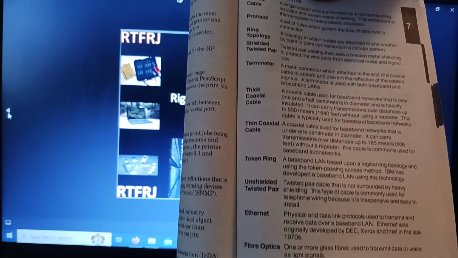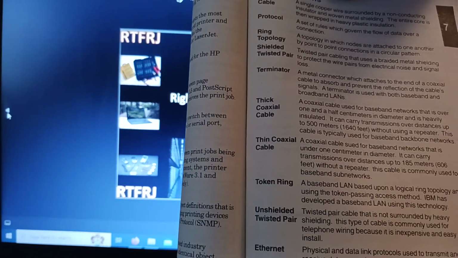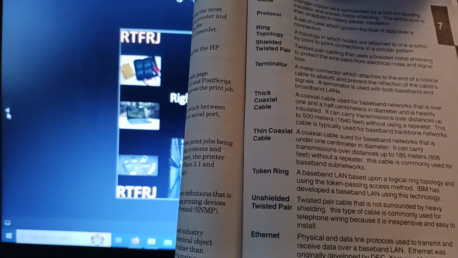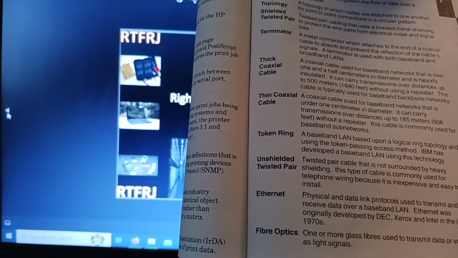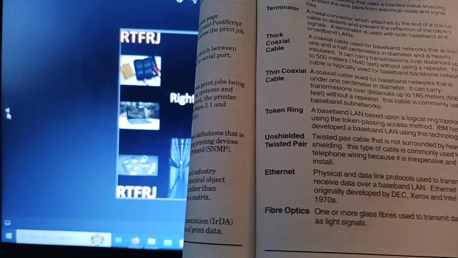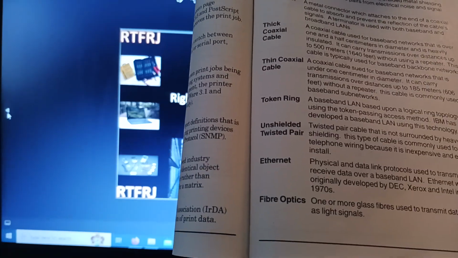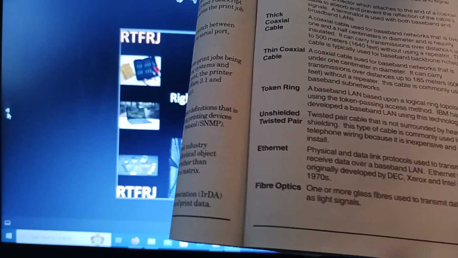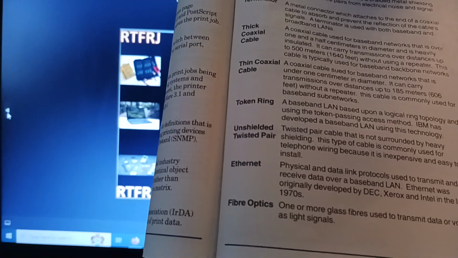We have coaxial cable. We have protocol. Token ring is not there, but shielded twisted pair is still out there. Terminators are still out there. Thick coaxial cable and thin coaxial cable, you may find them to this day. Token ring, yeah, maybe in old equipment, old data centers. Unshielded twisted pair is still out there. Ethernet is still out there, and fiber optics is heavy and out there big time.